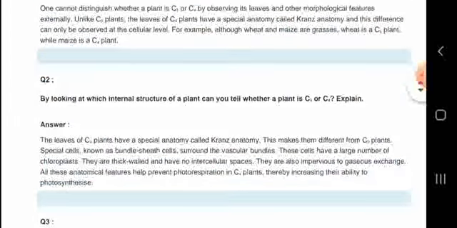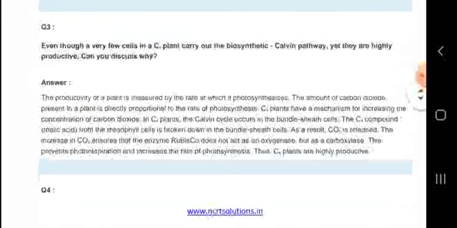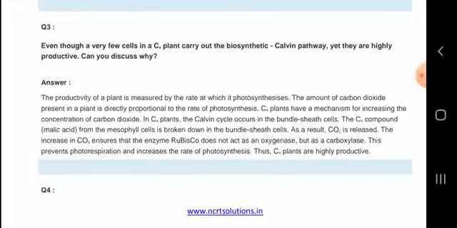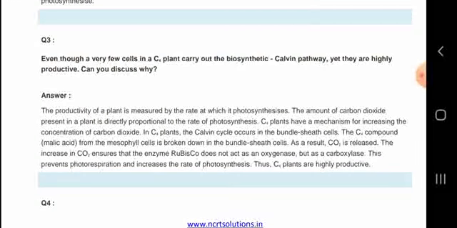Next, by looking at which internal structure of a plant can you tell whether it is C3 or C4? Though very few cells in C4 plants carry out the Calvin pathway, yet they are highly productive. Can you discuss why? The productivity of a plant is measured by the rate at which it photosynthesizes. The amount of carbon dioxide present in a plant is directly proportional to the rate of photosynthesis.